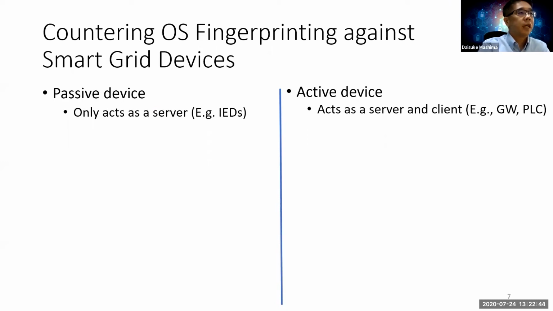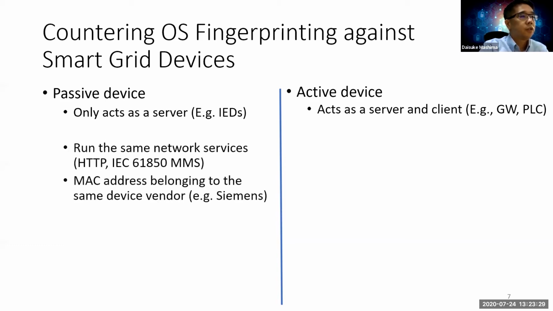When considering a countermeasure against OS fingerprinting, we categorize smart grid devices into two types. One is a passive device, which only acts as a server in TCP or UDP. The other category is an active device, which also works as a client. For example, an IED belongs to the passive device category, while the substation gateway or PLC belongs to the active device category. For example, the gateway acts as a server for the SCADA HMI workstation. On the other hand, it works as a client towards the IEDs in the substation.